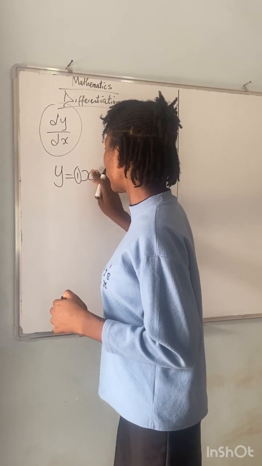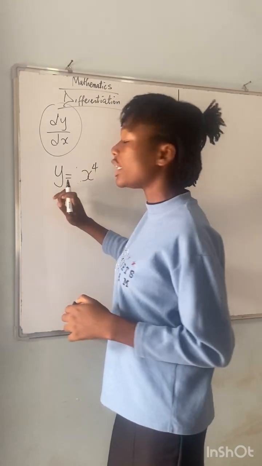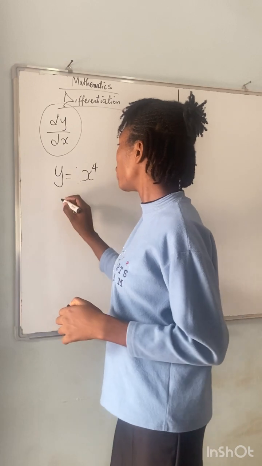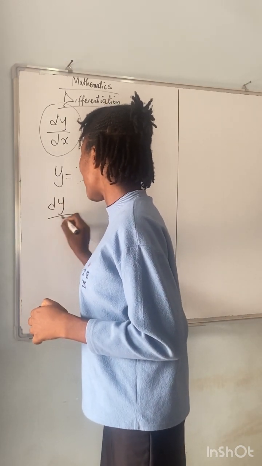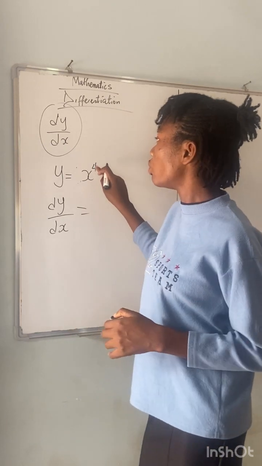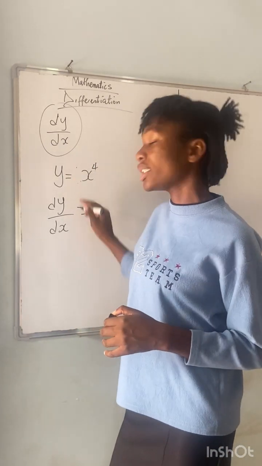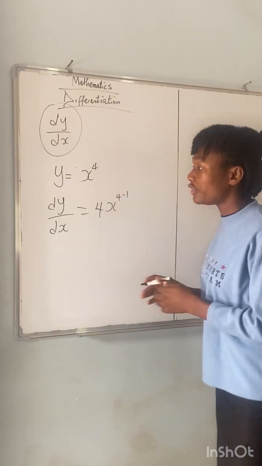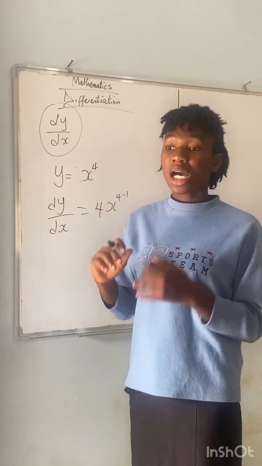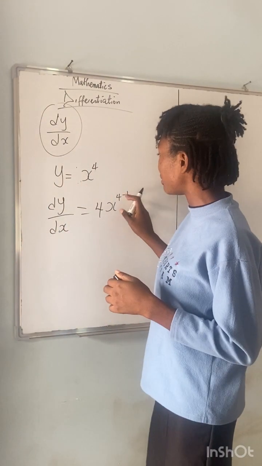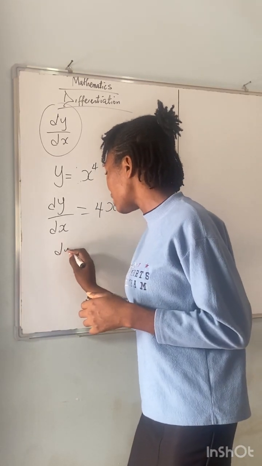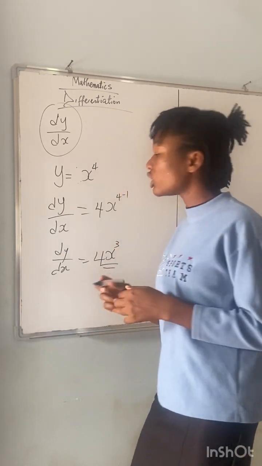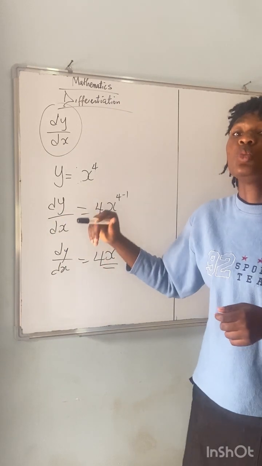So to differentiate y with respect to x, what we simply do is multiply. We'll have dy dx. We multiply 4 by the coefficient, which is 1. We'll have 4x, right? And then we subtract 1 from the power. This is how we differentiate. We multiply and then we subtract 1, reducing the power by 1. So when we do this, our dy dx will give us 4x raised to power 3. And we have successfully differentiated y with respect to x.